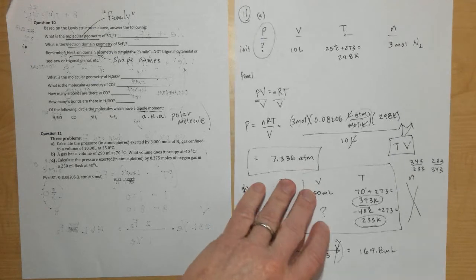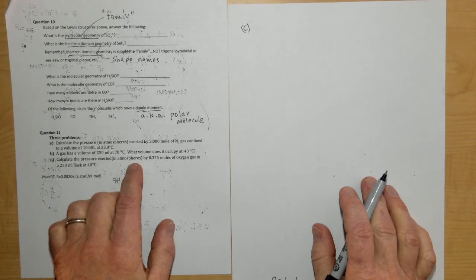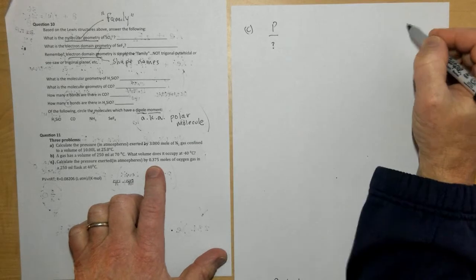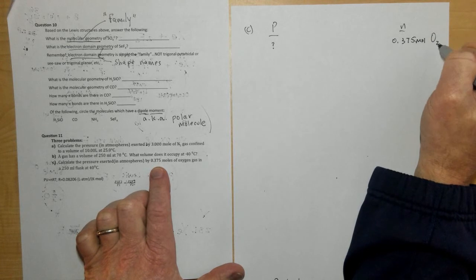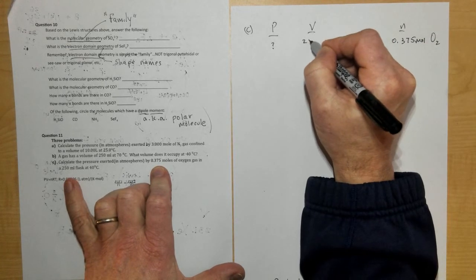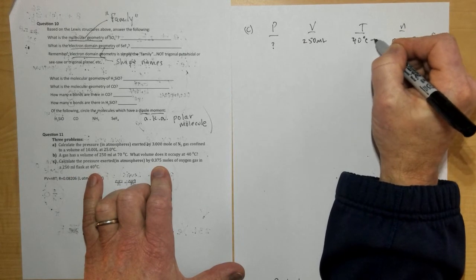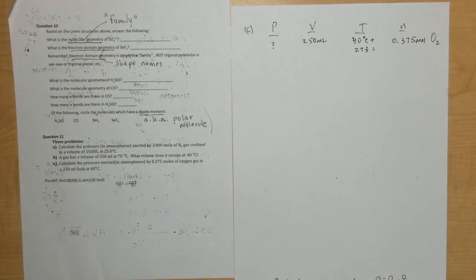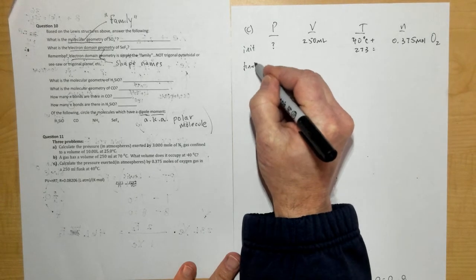All right, the last one, letter C for number 11, says calculate the pressure exerted in atmospheres. So once again, pressure we don't know. Occupied by n number of moles is 0.375 moles of oxygen gas in a volume of 250 milliliters at a temperature of 40 degrees Celsius. Don't forget to add 273 to that to make sure that you get it into Kelvins right away. We're going to find out that this is our initial conditions, and there are no final conditions here.